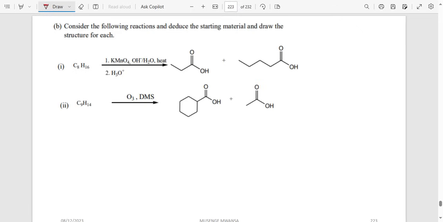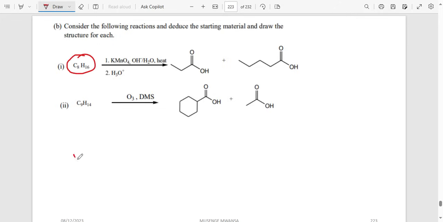Okay. B. Consider the following reactions and deduce the starting materials and draw the structure for each. Now, if you look at the reactants, you have got potassium permanganate, hydroxide, and water, and heat. Immediately you see potassium permanganate and heat, what should you think about? You are thinking of oxidative cleavage. Okay. Now look at what you are cleaving. You are cleaving something with 8 carbons. So you want to write the structure of that compound with 8 carbons.